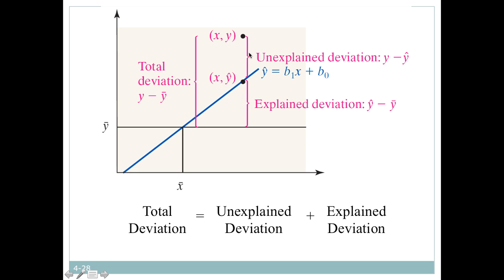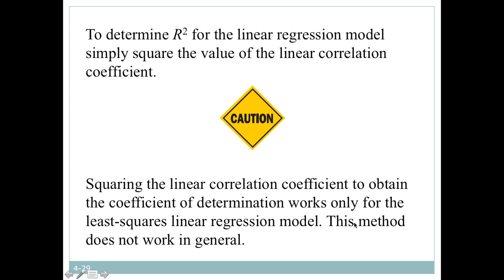We have unexplained deviation, which is from y all the way to y hat, okay? And this is the value that we want to minimize, okay? It's our residual. It just gives us basically our error, how far off our line was from our actual data point. And then we also have our explained deviation, which is the distance from our predicted value to our mean. So the total deviation is just found by adding those two things together.